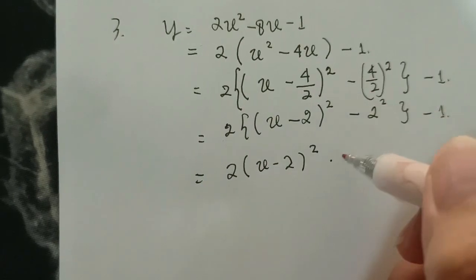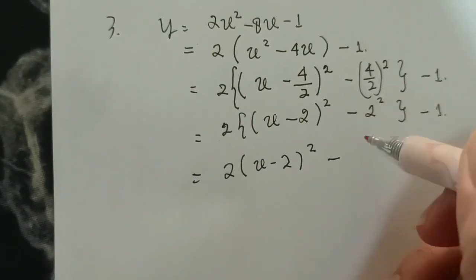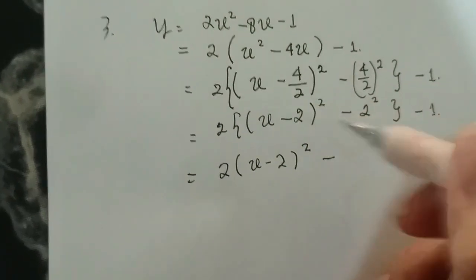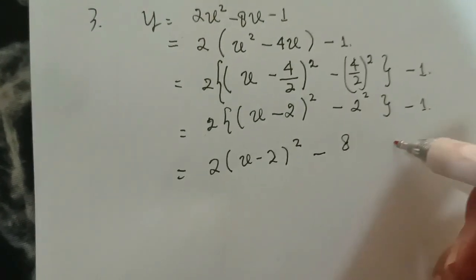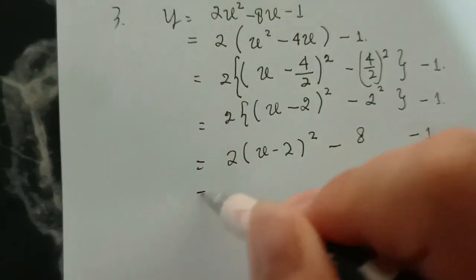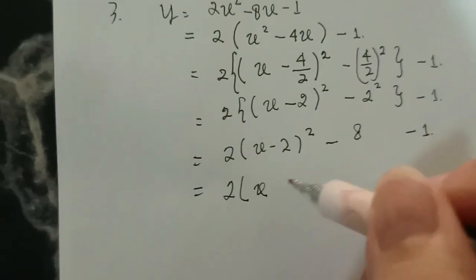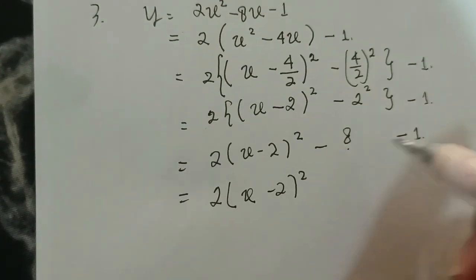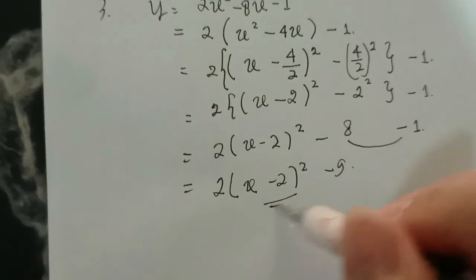2 multiply this one is 2 multiply 2 quadrat is 4, right? Multiply 2 is 8. Minus 1. So 2 in the bracket, x minus 2 quadrat minus 8 minus 1 is minus 9. That's it.